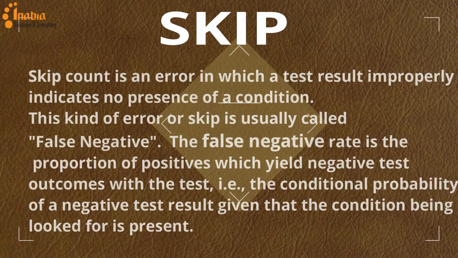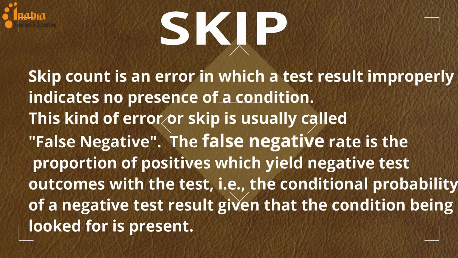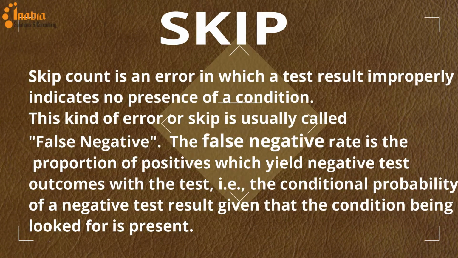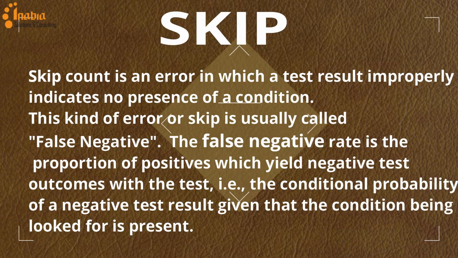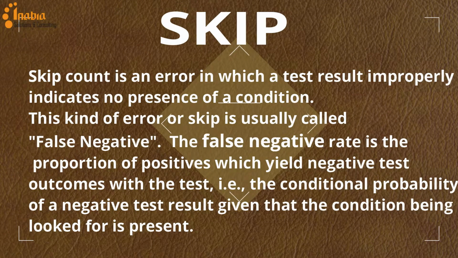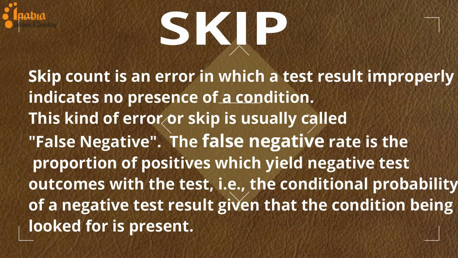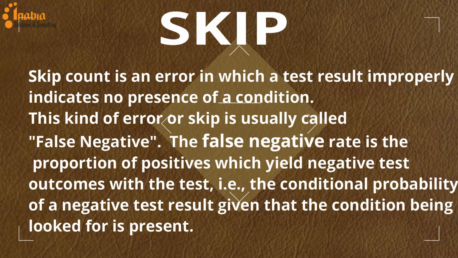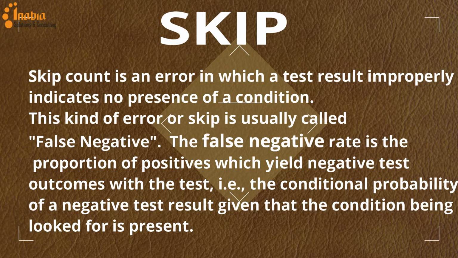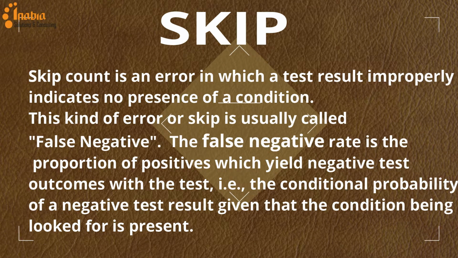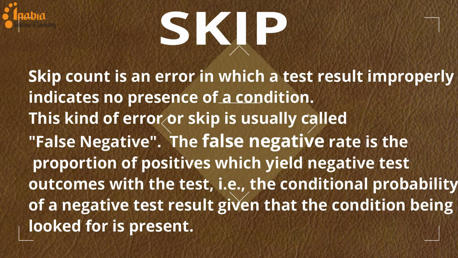Skip count is an error in which a test result improperly indicates no presence of a condition. This kind of error, or skip, is usually called false negative. The false negative rate is the proportion of positives which yield negative test outcomes with the test. That is, the conditional probability of a negative test result, given that the condition being looked for is present.